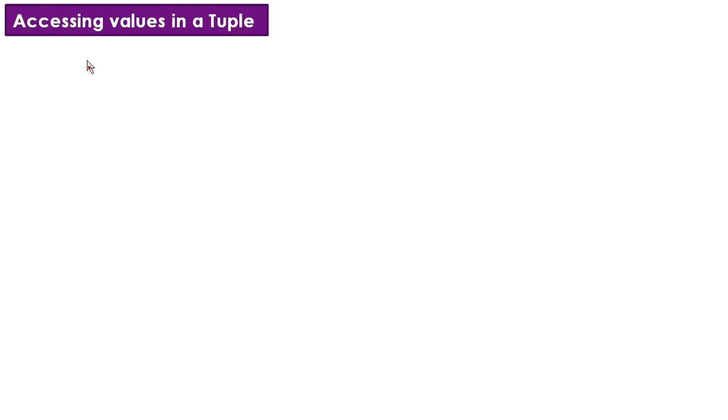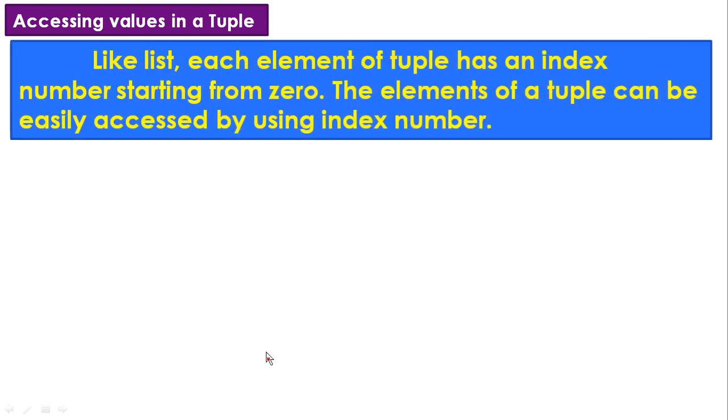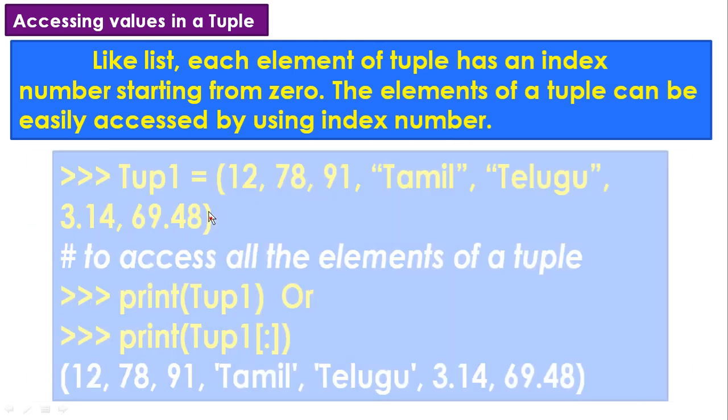Next title, accessing values in a tuple. How to access a value in a tuple? In a list we access the values by using the index values. Here also we can use the index to access the values in a tuple. Like a list, each element of a tuple has an index number starting from 0. The elements of a tuple can be easily accessed by using the index number. The index value starts from 0.